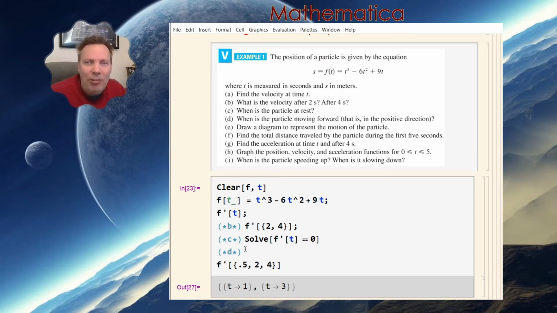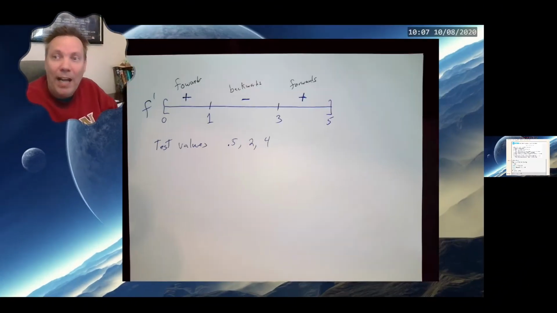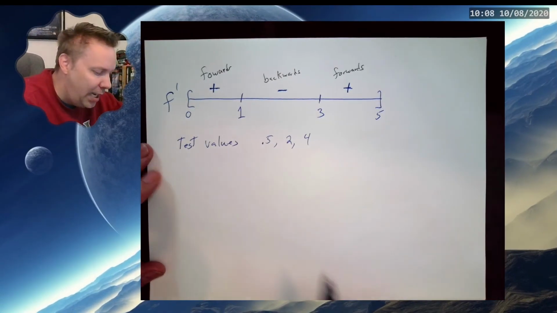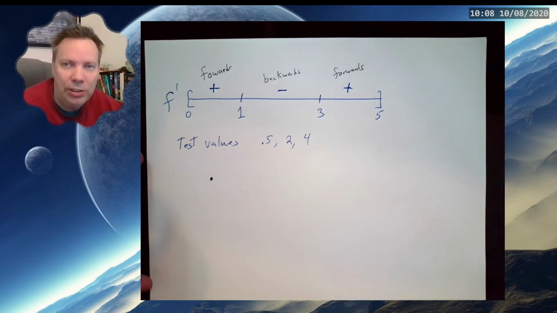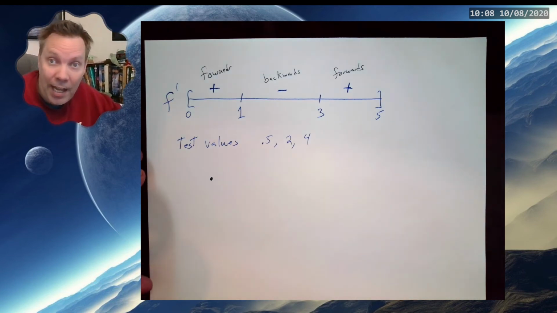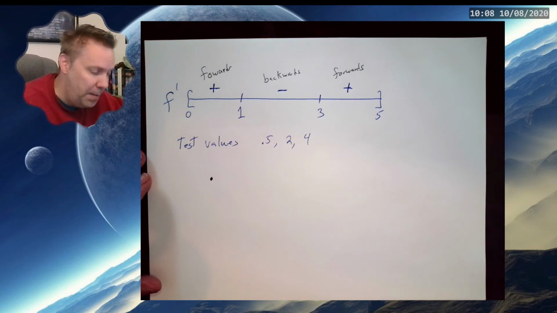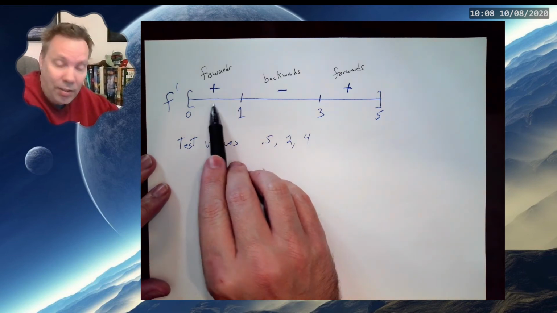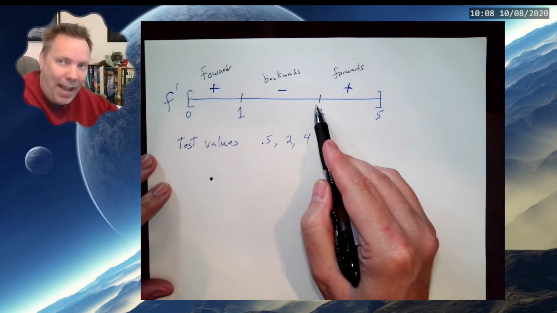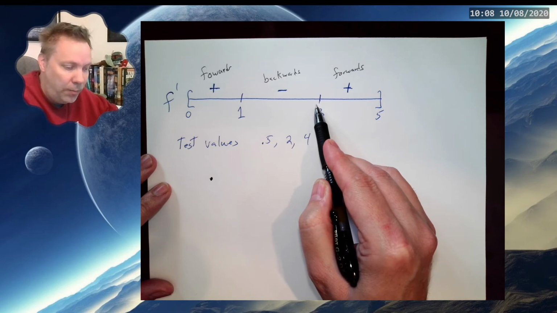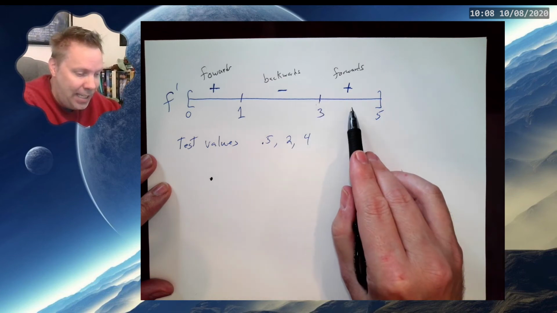Part E is draw a diagram to represent the motion of the particle. Well, I have all the information already written down on my paper. Now I just want to draw a nice picture for it. So let's go back to my picture. I'm just going to tell you that the particle starts there. I don't know where it's actually going to start at the moment, and I will figure that out in a moment. In the first second, the particle moves forwards. So it moves forwards for 1 second, but then it goes backward for 2 more seconds.